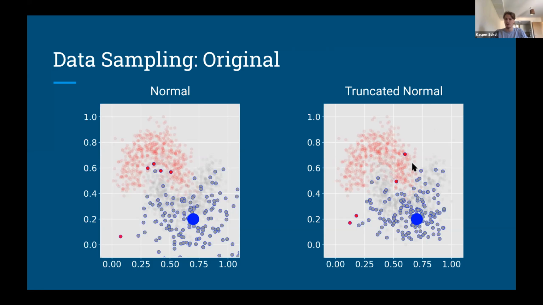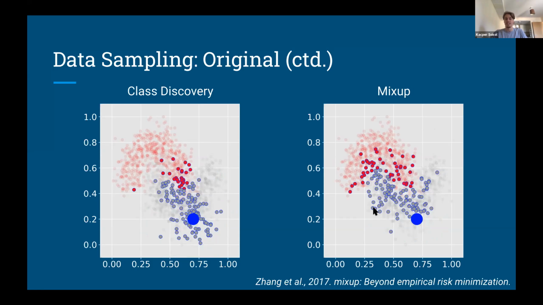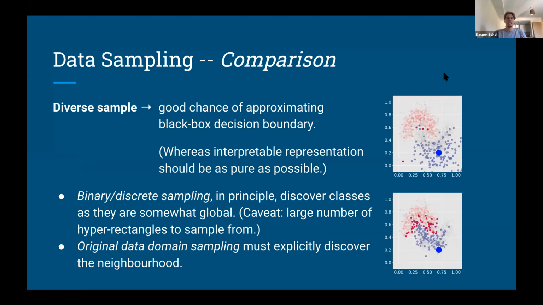You only get 4 points of the opposite class here, or here 5. So we need something that allows us to discover the black box decision boundary. And there are two approaches, one which we authored called class discovery, which actually forces discovering different classes, and another one called mixup. Both of them consider the label of our instances and make sure that we have a diverse sample. And like I said, a diverse sample is needed because you want to approximate the decision boundary.